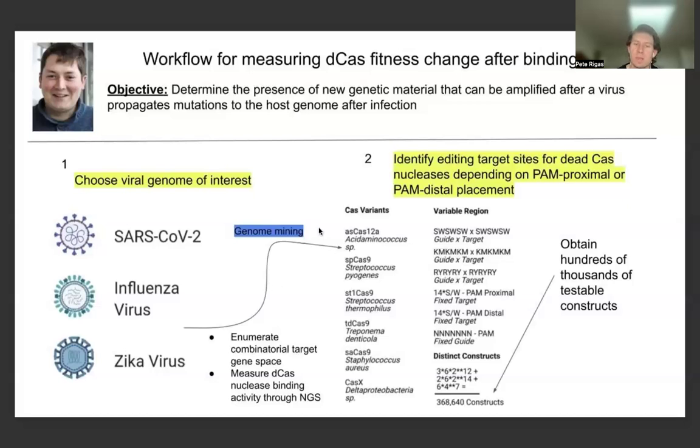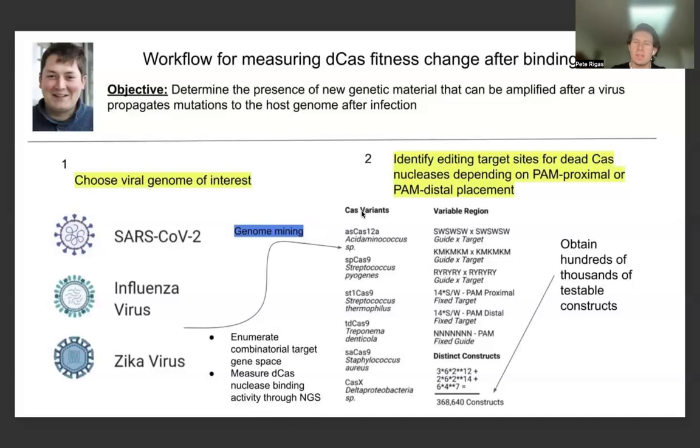And after performing some genome mining, we can enumerate a combinatorial target gene space from which we can measure the nuclease dead, or catalytically inactive dead Cas nuclease, binding affinity through next generation sequencing. And in the second part of this workflow, we can identify editing target sites for the dead Cas nucleases depending on PAM proximal or PAM distal placements.